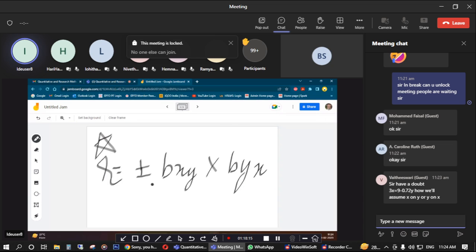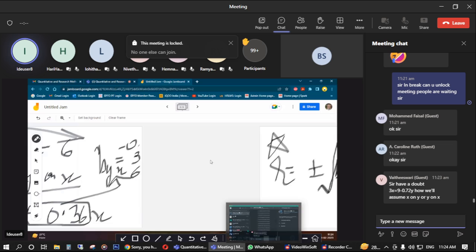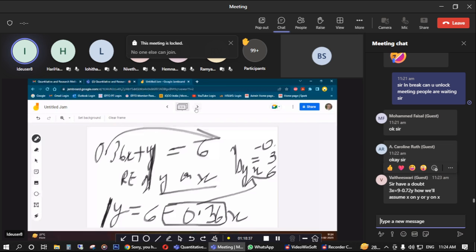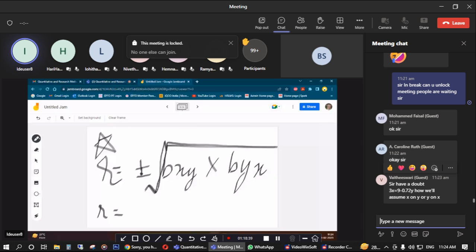I'm so sorry, I just missed one root here. Please put it under the root. Square root of bxy into byx. R is equal to plus or minus square root of bxy into byx, because the value has to come less than 1. Now R is equal to plus or minus, there are two options.